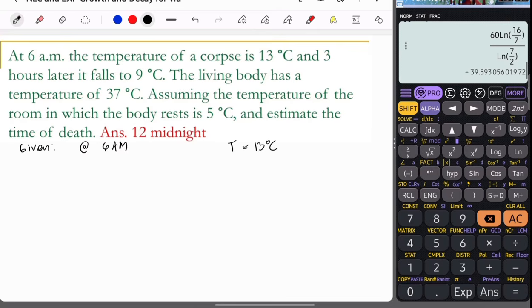Do we know how much time has passed from when the person was killed to 6 a.m.? No, right? So, we can let the time equal x. x is the time from when the person was killed to 6 a.m. Then, after 3 hours, that is 9 a.m., so our t must be x plus 3. The temperature is 9 degrees Celsius.